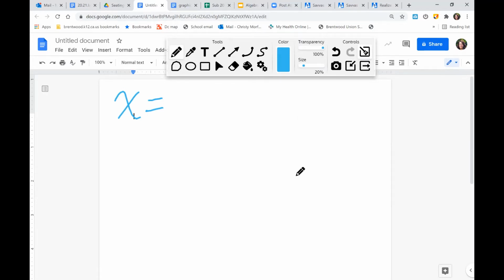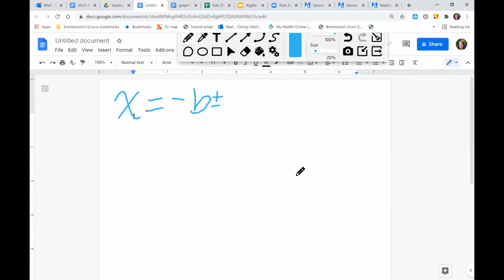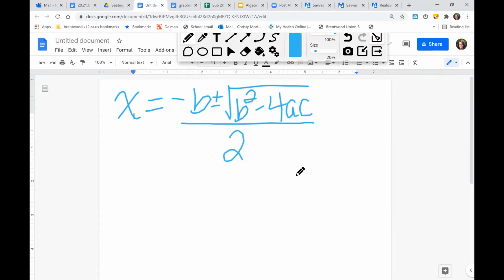So x equals negative b plus or minus the square root of b squared minus 4ac all divided by 2a. There's the quadratic formula. You're going to use it over and over again today and next week on Thursday when we see each other again. We don't see each other for an entire week.